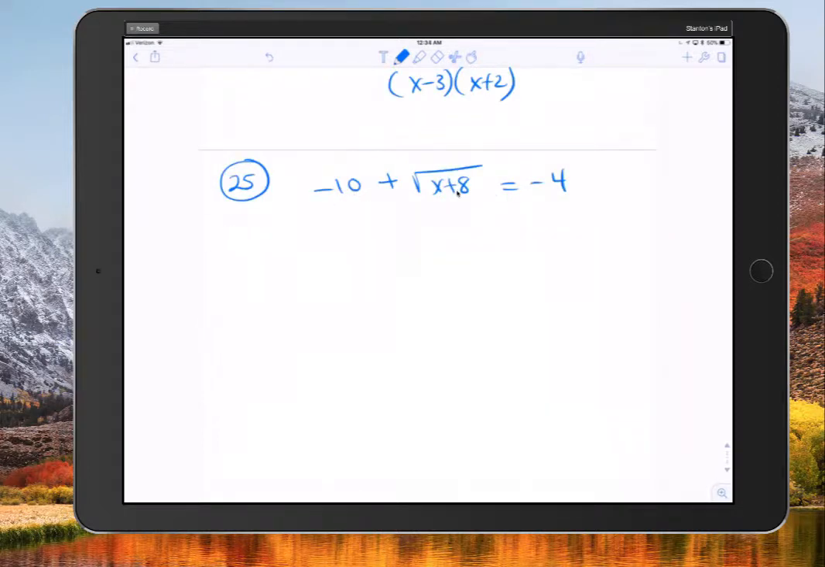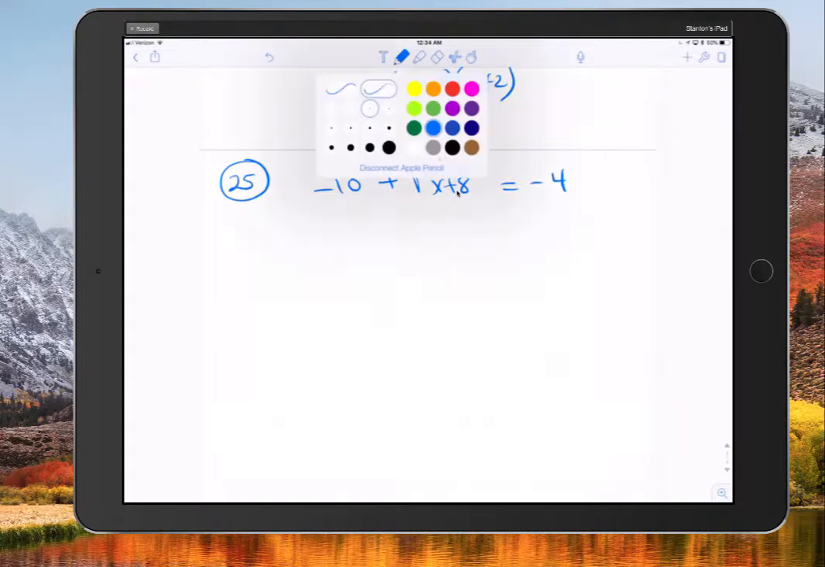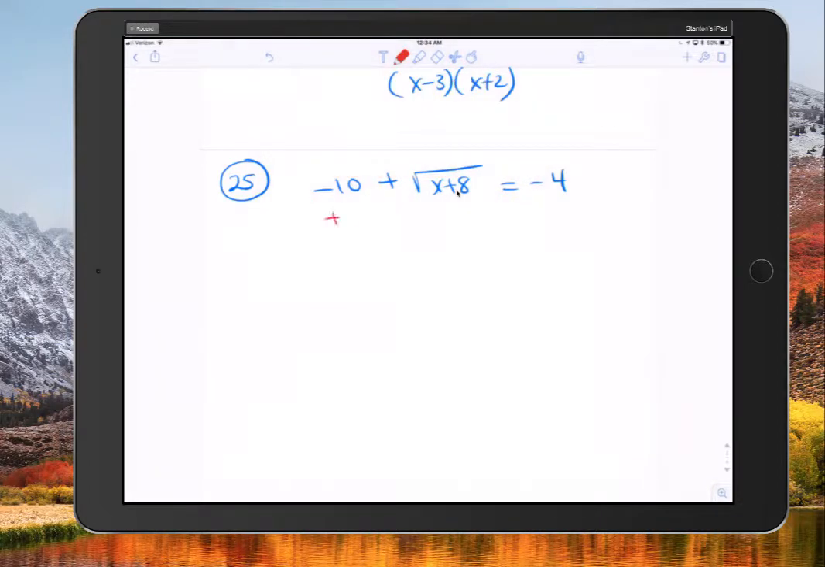Number 25 is asking, what is the solution to the equation? All right, so we need to solve the equation. We'll add 10 to both sides to start. Those cancel on the left. So we have square root of x plus 8 on the left is equal to negative 4 plus 10 is 6.